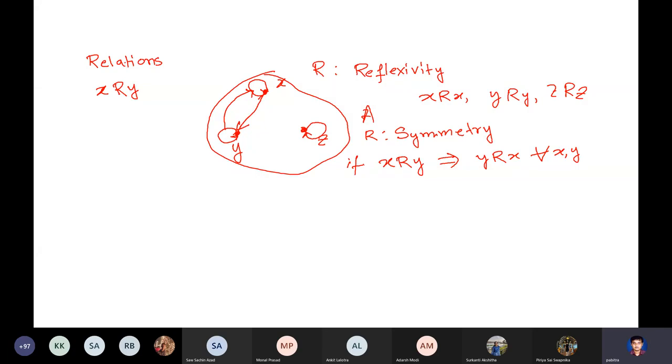Okay. So let's say I have two relations. Let's say X is related to Y, it definitely means this will be there. Let's say Y is also related to Z. It means this back arrow will be there.